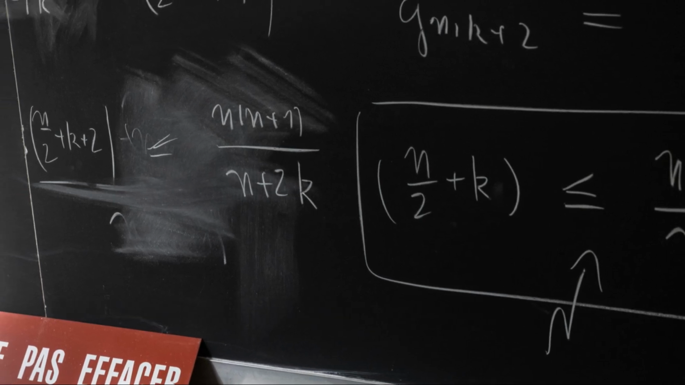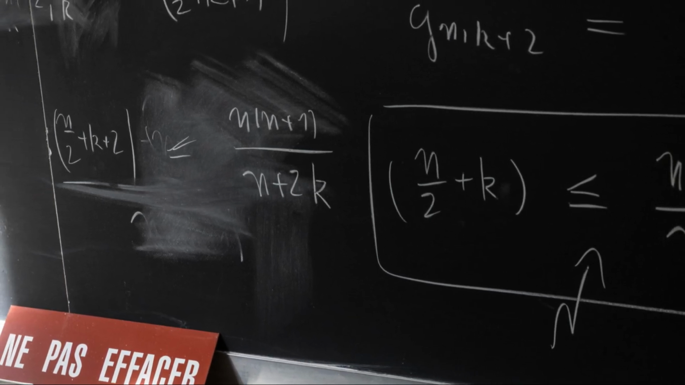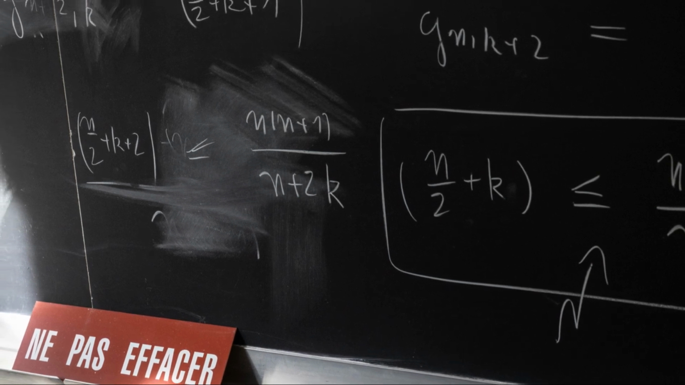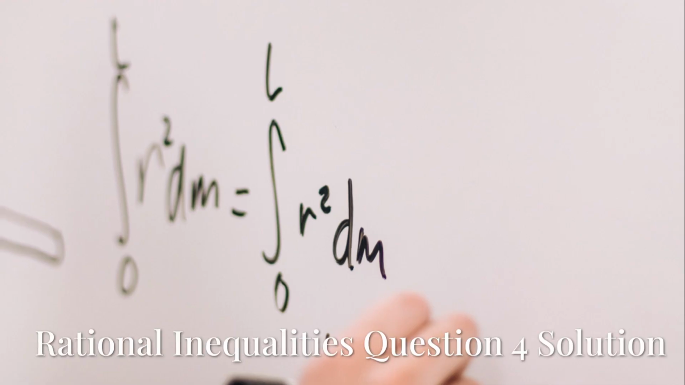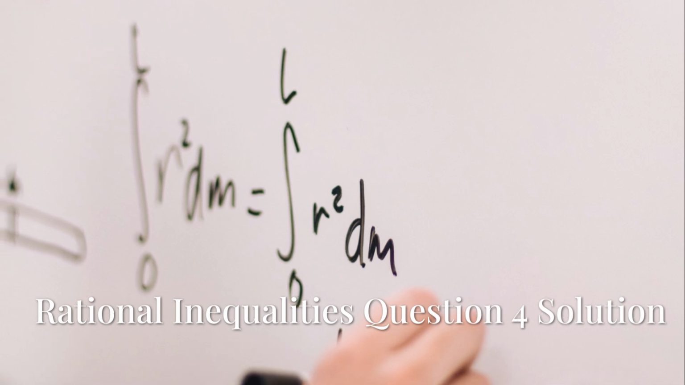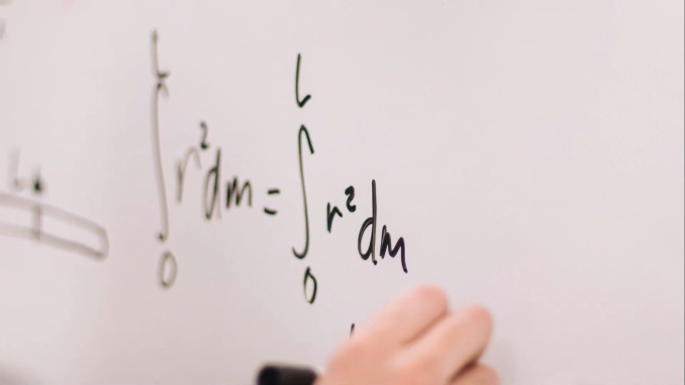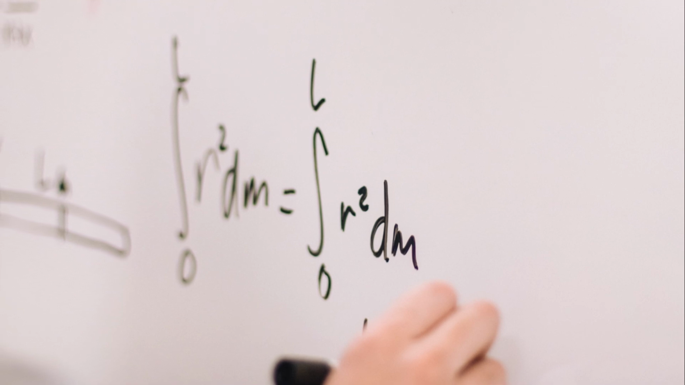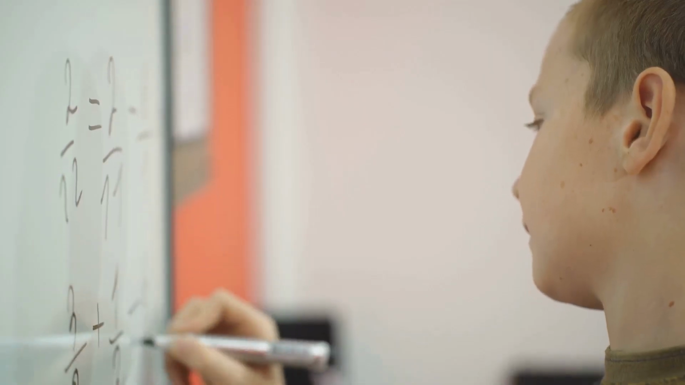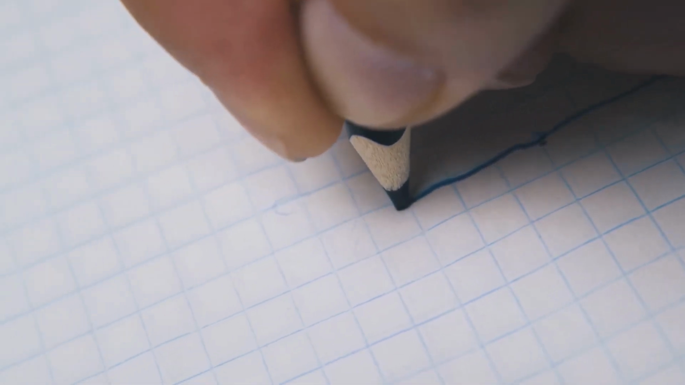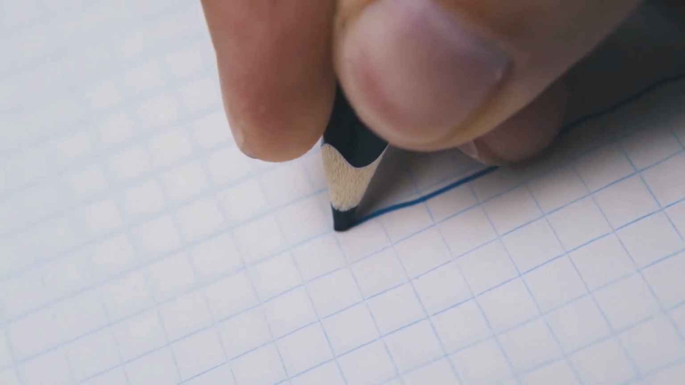Question 4. Solve the rational inequality. The fraction x minus 1 over x plus 2 is greater than 0. What are the intervals where the inequality holds true? To solve the rational inequality, we need to determine where the expression is positive. This involves finding the critical points where the numerator and denominator are 0.